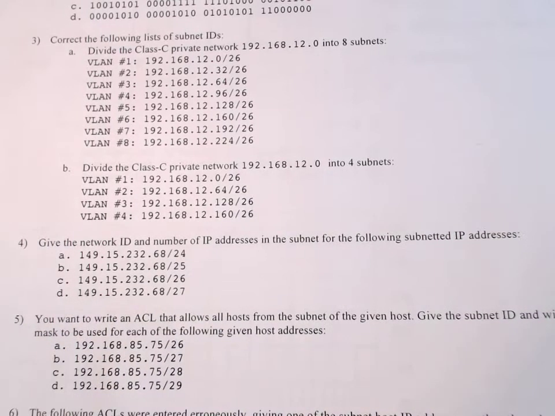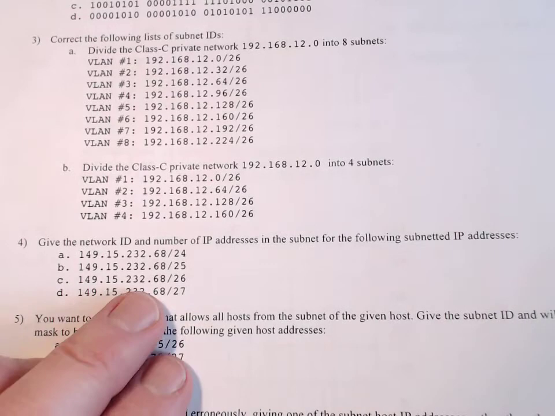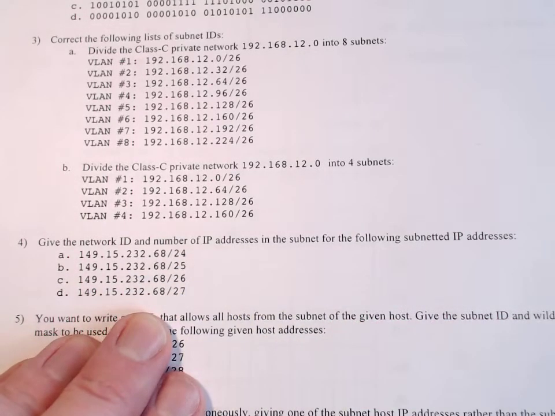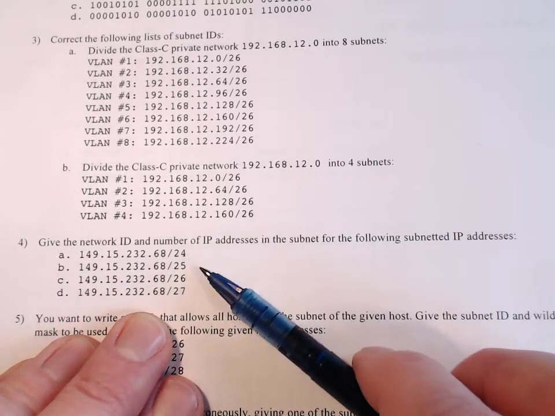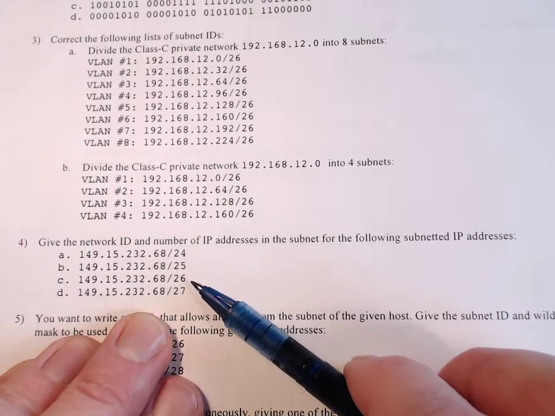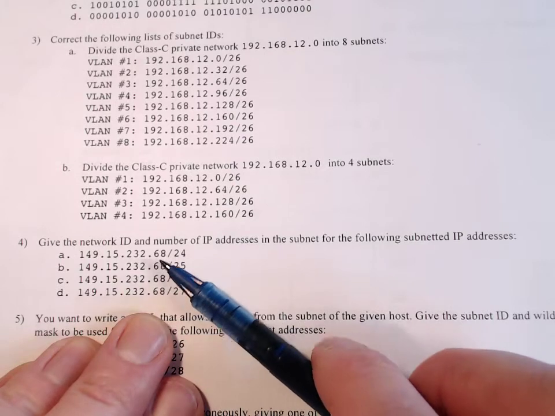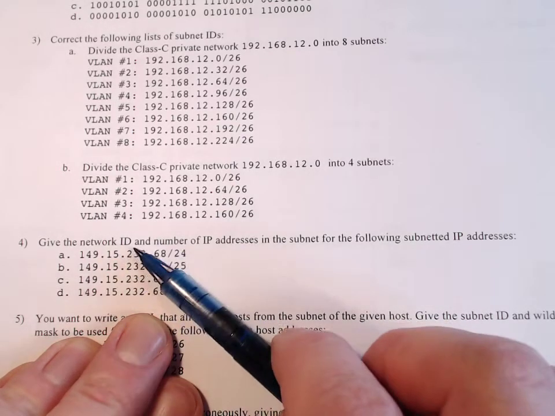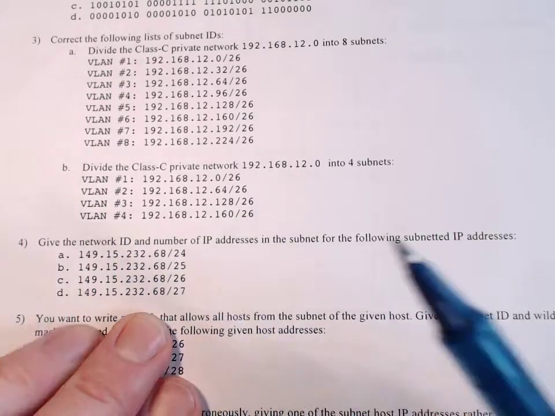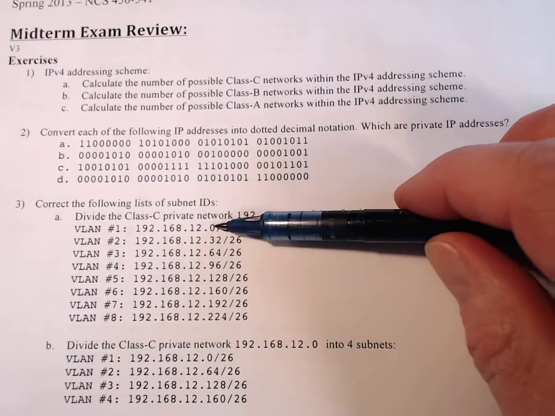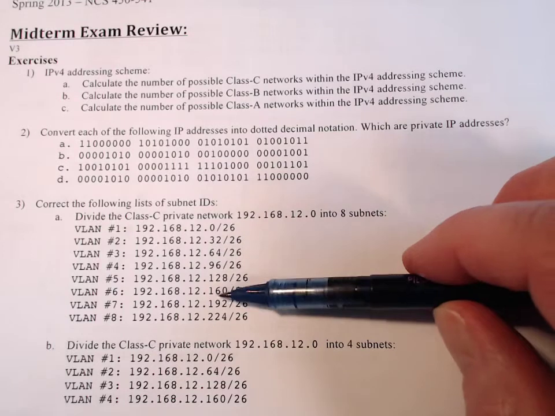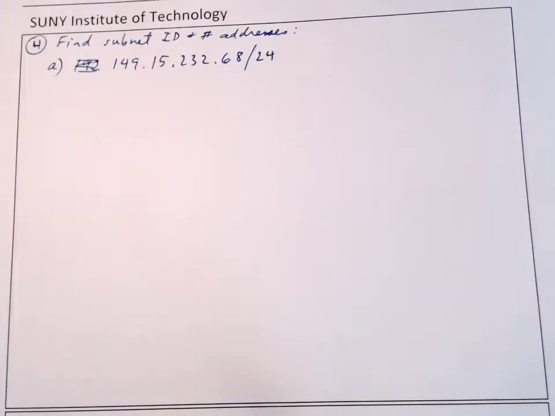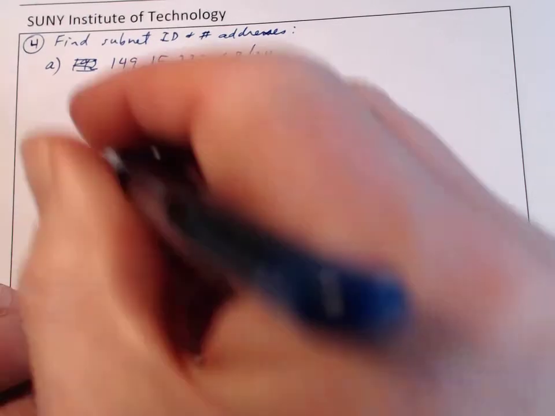And with the 68 in the last octet, normally if we see a 32 or a 64 or a 192 or something like that in the last octet, we'll think that that might be the network ID, just as in problem 3 where we had 0, 32, all the multiples of 32, or multiples of 64. So let's look at this.